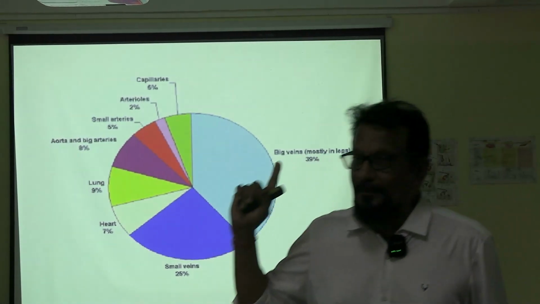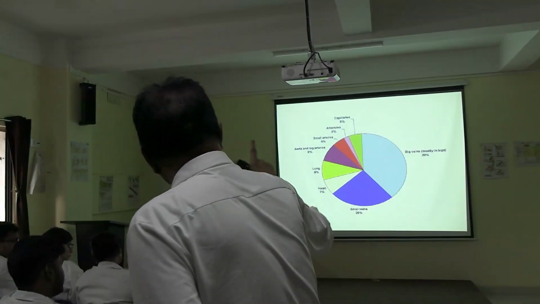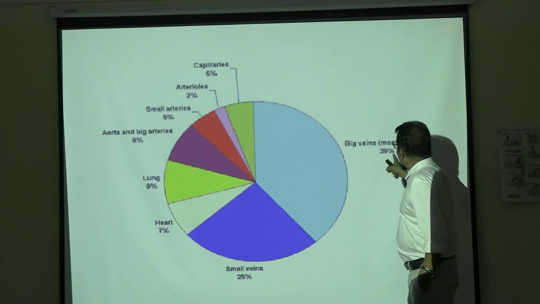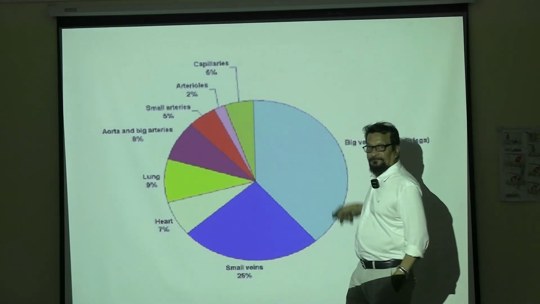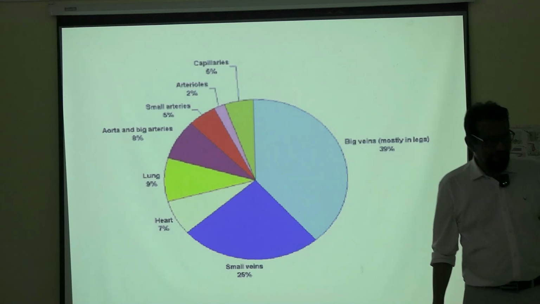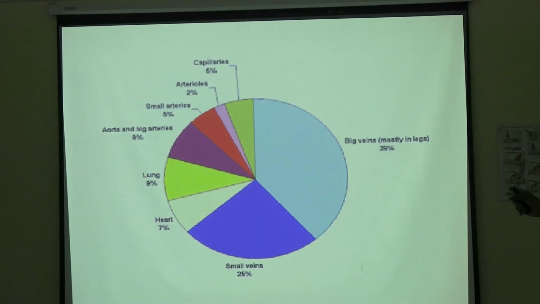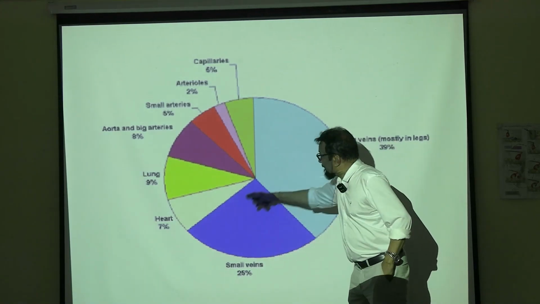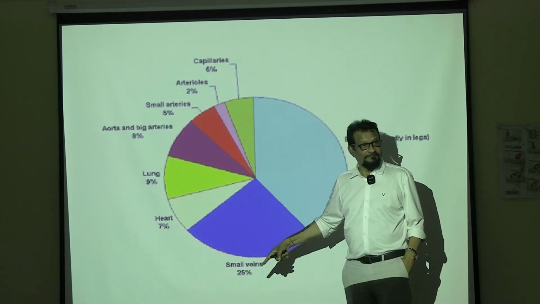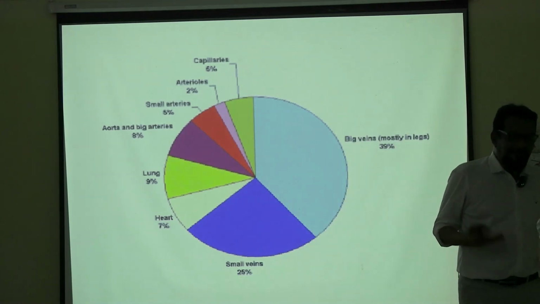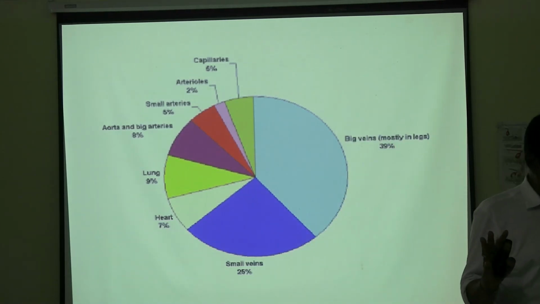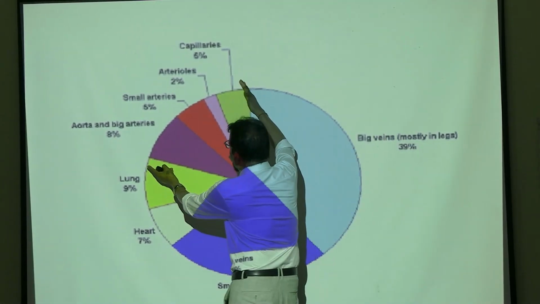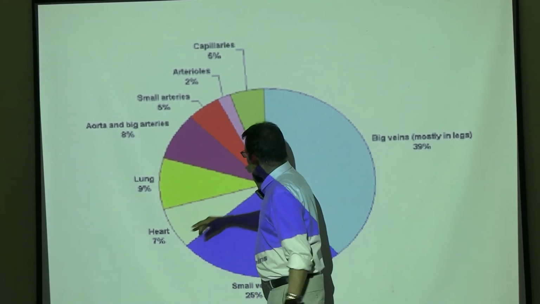See how my 5 to 6 liters of blood is distributed. In big veins, 39% of blood is accommodated there. That's why they are called capacitance vessels. And in the small veins, 25%. So together in the venous system, how much is that? Most of the blood remains in the venous system. And in the arterial system, aorta, small arteries, how much is this? Only this much. And in the lung and heart, only this much.